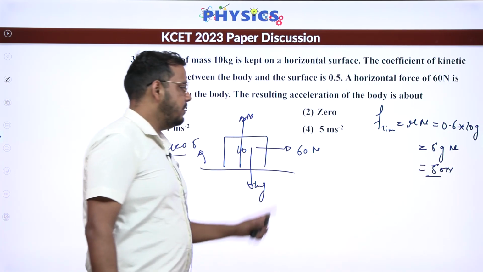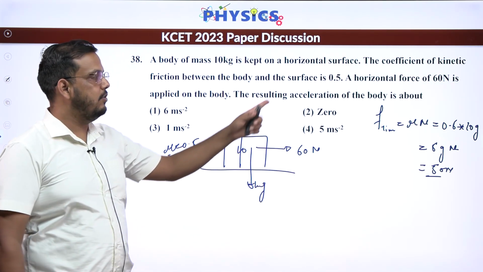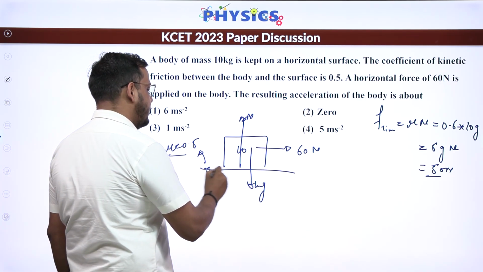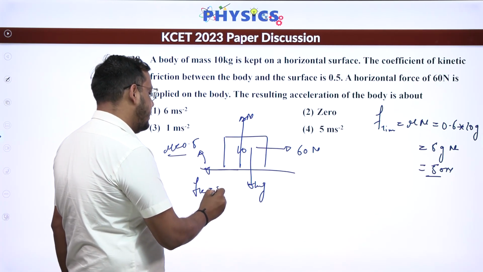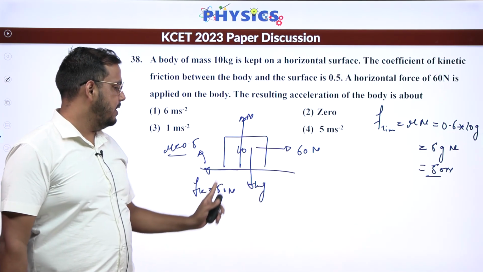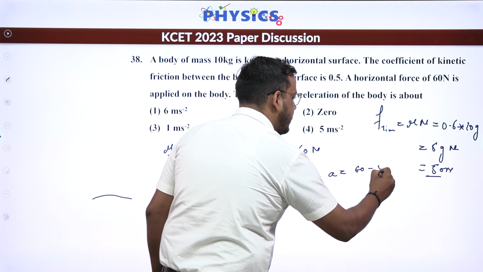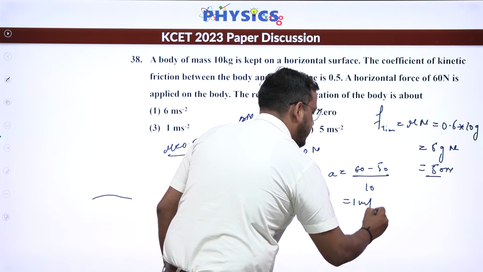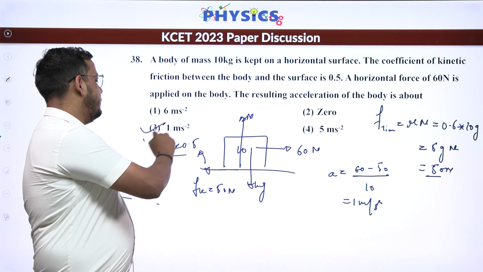Since the applied force is greater than that, this body will slide. Now here, since mu is given as 0.5, mu s and mu k are the same. So when it slides, friction becomes kinetic, and the kinetic friction value is the same as the limiting friction value, so it will be 50. So when it is sliding, the net force on the body is 60 minus 50. Acceleration is defined as net force by mass, so 60 minus 50 by mass. Mass is 10 kg. So the answer is 1 meter per second squared. So that is the answer for this question. So option 3 is correct.